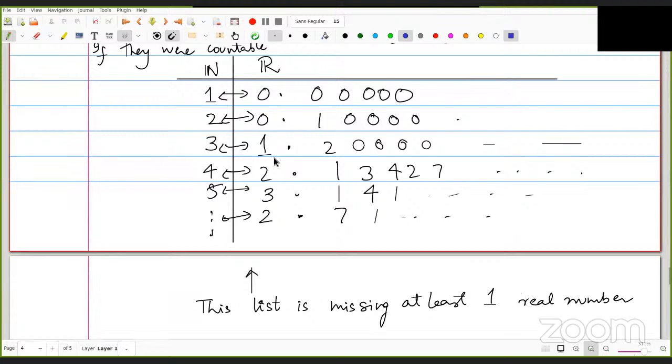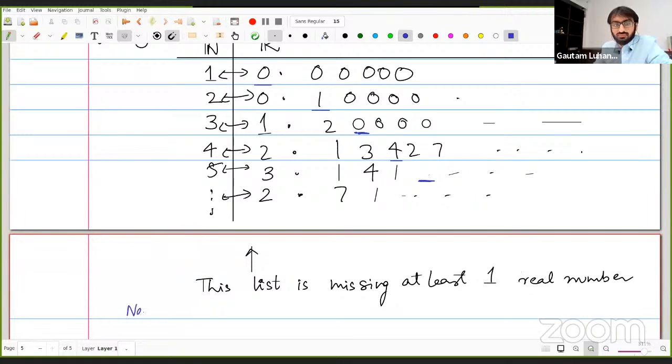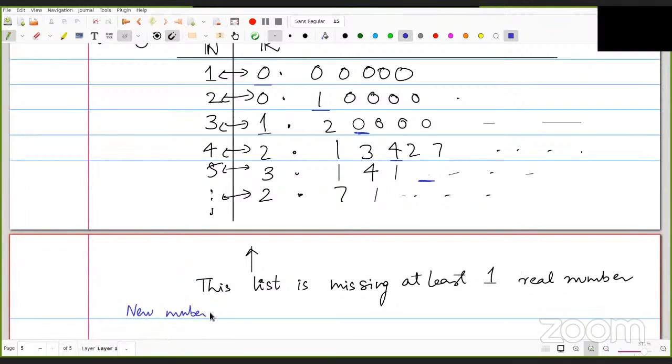So I look at the first digit of the first number, then the second digit of the second, the third digit of the third, and I'm writing down my new real number, which is obtained by switching the digits between 0 or 1. That number can't be in the list because the first digit is different from the first number, the second is different from the second number, and the third digit is different from the third number. So it can't be in that list already.